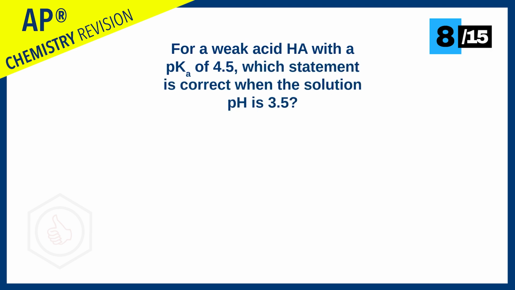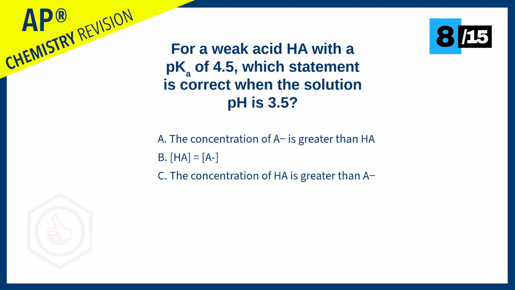For a weak acid HA with a pKa of 4.5, which statement is correct when the solution pH is 3.5? The concentration of A- is greater than HA. The concentration of HA equals the concentration of A-. The concentration of HA is greater than the concentration of A-, or the acid is completely dissociated.